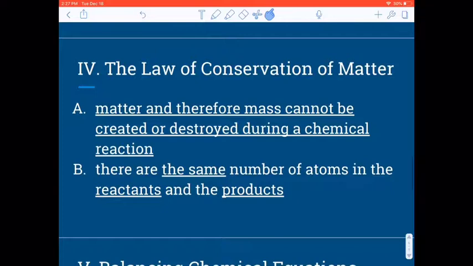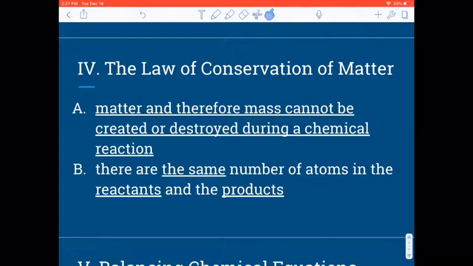So moving on from interpreting chemical equations, we're also going to be discussing the law of conservation of matter. It states that matter, and therefore mass, cannot be created or destroyed during a chemical reaction. So in order to follow that law, there needs to be the same number of atoms on the reactant side as the products. So atoms can't just vanish or appear out of thin air.